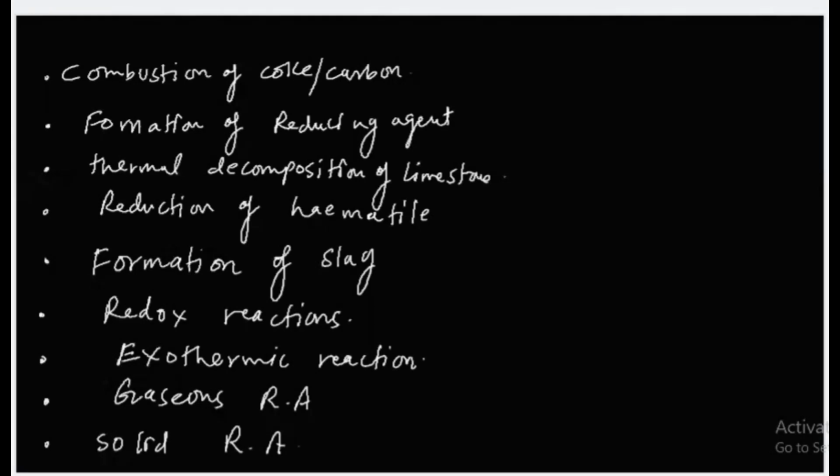Let's look at some important questions or points regarding the extraction of iron. Whenever you have a question like combustion of coke or carbon, this reaction is used for the combustion of coke or carbon. Formation of reducing agent: carbon monoxide is the reducing agent. So this equation is used for the formation of the reducing agent.